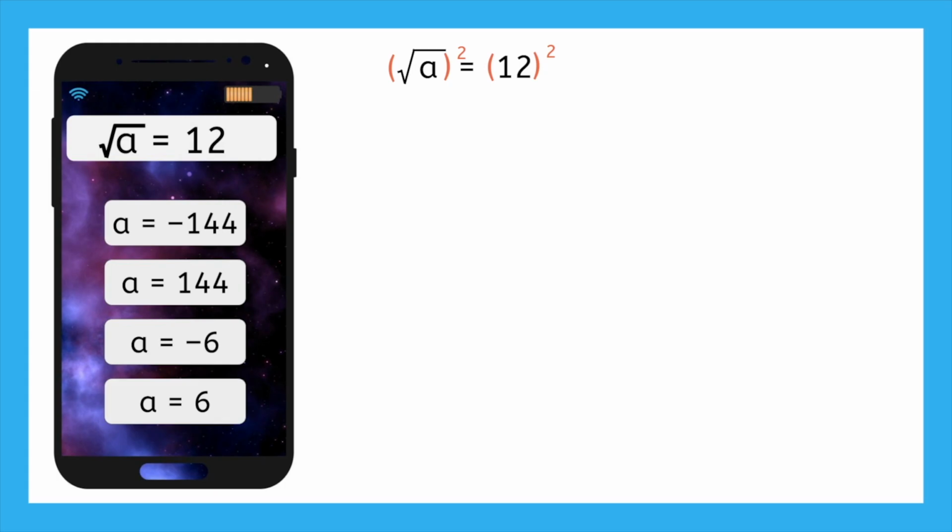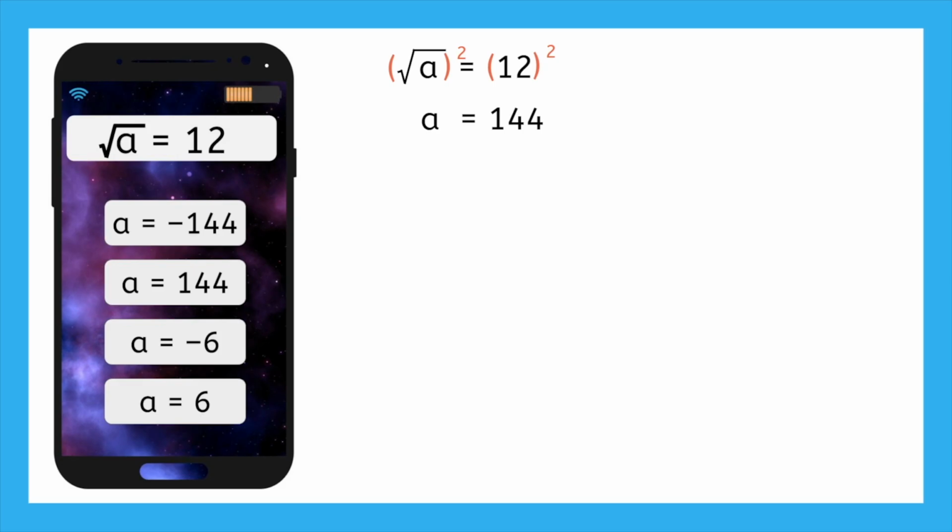What's the square root of a squared? Well, since square roots and squares are inverses, they cancel out, leaving us with just a equals. What's 12 squared? 12 times 12 is 144, so our solution seems to be a equals 144.